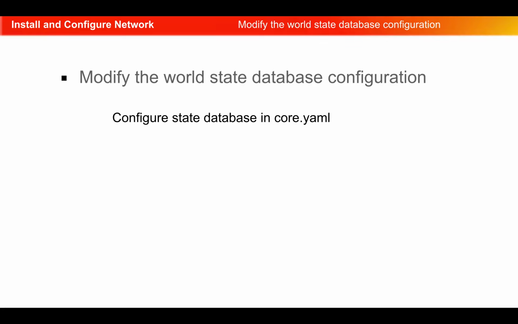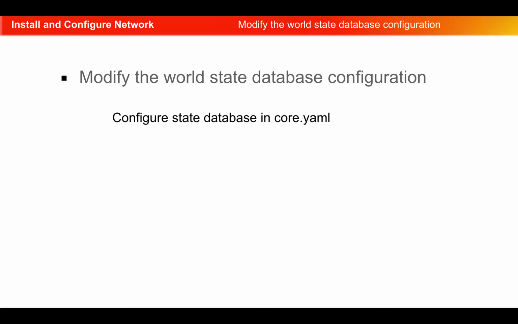We know that blockchains are immutable, and that is the reason once a block has been added to the chain, it cannot be changed. In contrast to that, the world state is a database containing the current value of the set of key-value pairs that have been added, modified, or deleted by the set of validated and committed transactions in the blockchain. So in order to modify the world state database configuration, you have two database options. First is LevelDB and the second one is CouchDB. In Hyperledger Fabric, LevelDB is the default database.